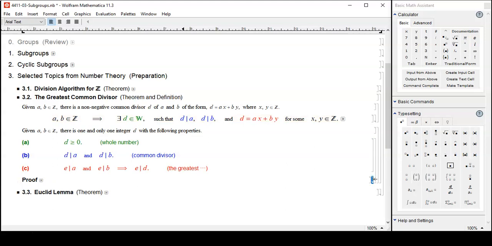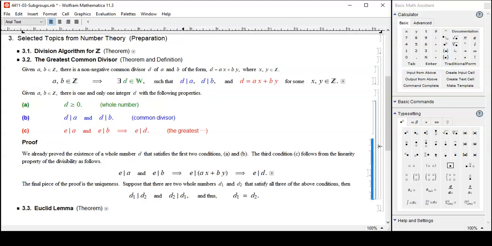Here we go. Green and blue are obvious. Let's go to red. If e divides a and e divides b, then we can prove that e divides ax plus by. If we prove that, then the conclusion follows because d is equal to ax plus by. You see? ax plus by is equal to d. So yes, the conclusion follows. But the bold part, is this true?